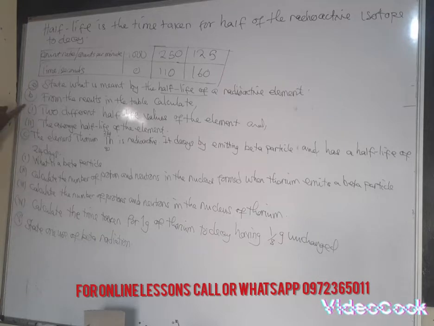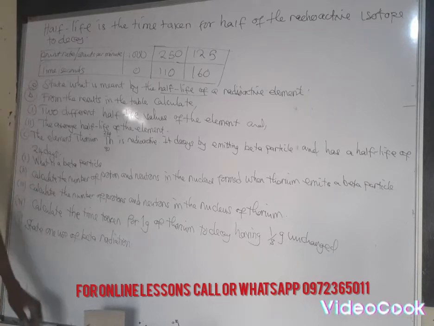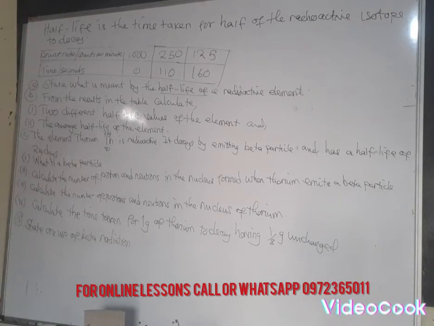So half-life of the radioactive element is the time taken for half of the radioactive isotope to decay. Go now to question B. Question B. From the results in the table, calculate two different half-lives. From the results given in the table there, we need to calculate two different half-lives. So we need to do the calculations here. That's the only space we have for calculations.